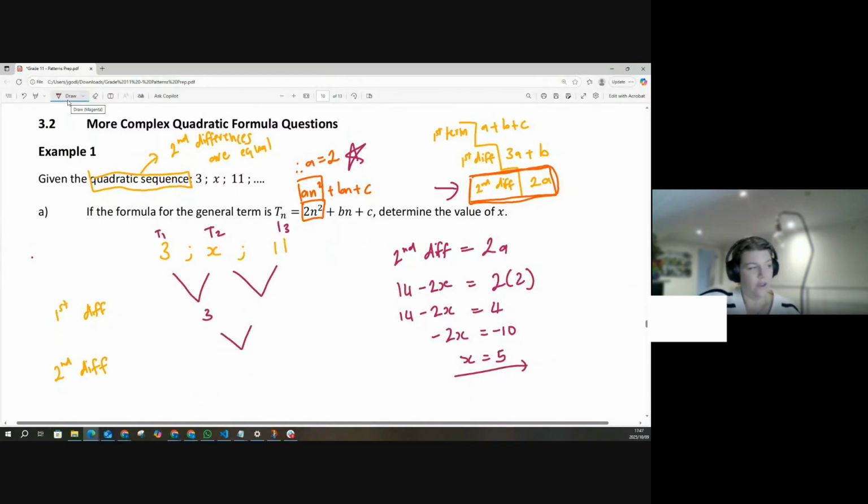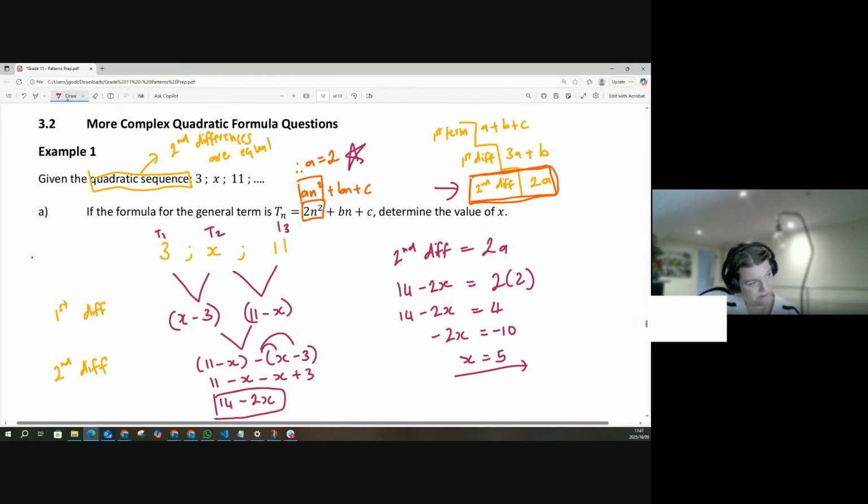Okay. So my first difference is going to be term 2 minus term 1, so x minus 3, and this one is going to be 11 minus x, right? So that's term 3 minus term 2. This is now a term, and this is a term. So to find my second difference, I have to take my 11 minus x minus my x minus 3. So I need to substitute that negative sign in. So I'm going to have 11 minus x plus 3, which is going to give me 14 minus 2x. So I now know that that is my second difference.